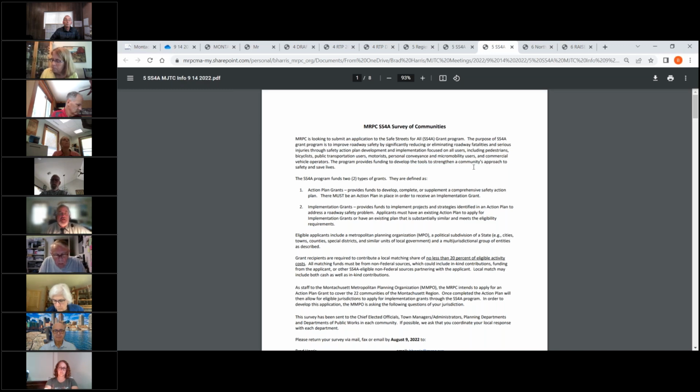So we sent a survey out to our communities back in the beginning of mid-July or so, giving them some information on the program, asking them if they had a safety action plan, and if they were aware of this, and if they were thinking of applying for this program, either to do a new safety action plan or apply for implementation funds. And we also asked if they're interested, would they be willing to join in an application with the Montachusett Regional Planning Commission? So if you could scroll down a little bit, Brian.